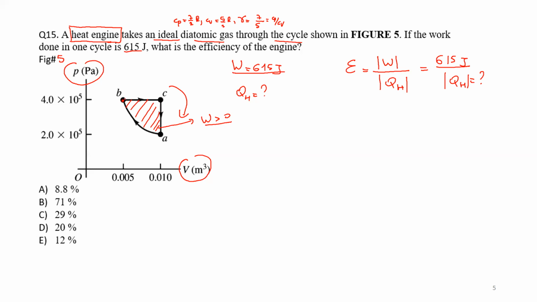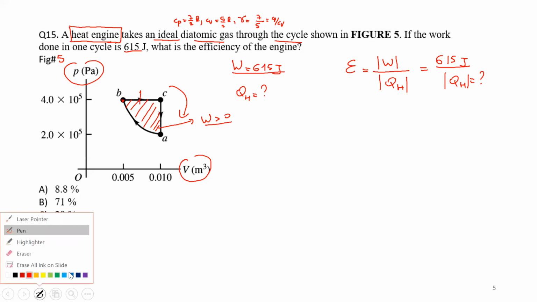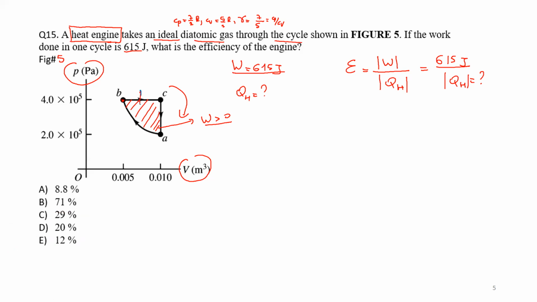So this is not a Carnot engine. It's just a heat engine. But I give you a cycle. So let's identify. From B to C, we have a constant pressure process. Let me put it in another color, in blue. So in the process BC, I take QH from the environment. So the question is, what is this QH?